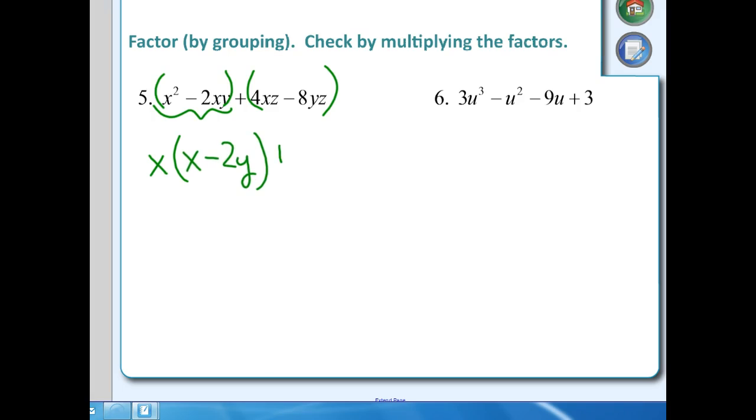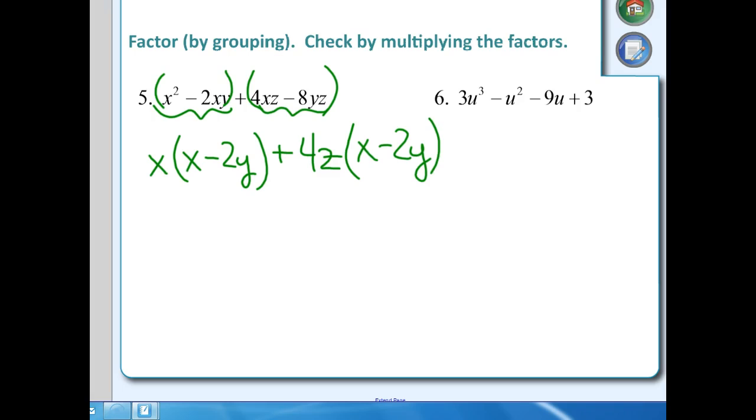Keep that plus sign in the middle. What's going to be my GCF over here? Well, did you notice I can factor out a 4? And what else can I factor out? A 4 and a Z. If I factor out the 4 and the Z, go back and divide both terms by your GCF. We have X minus 2Y.